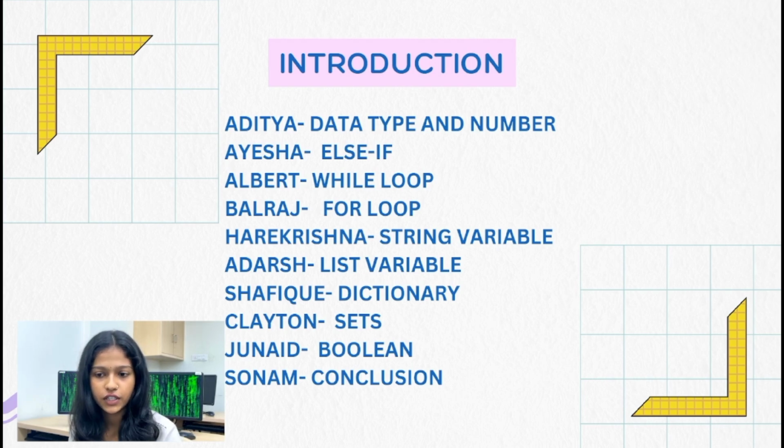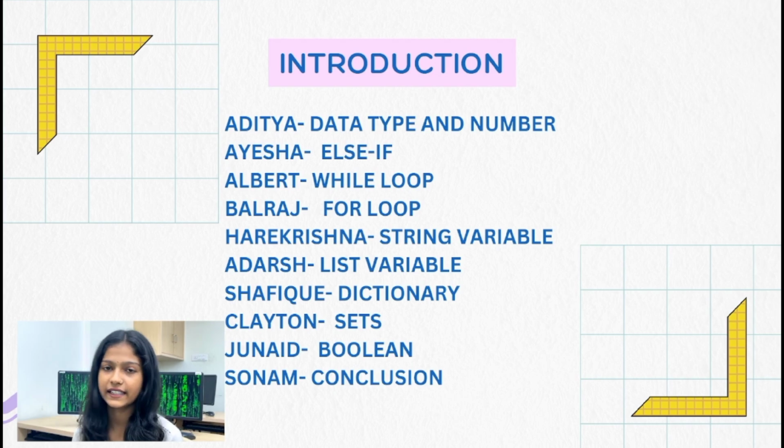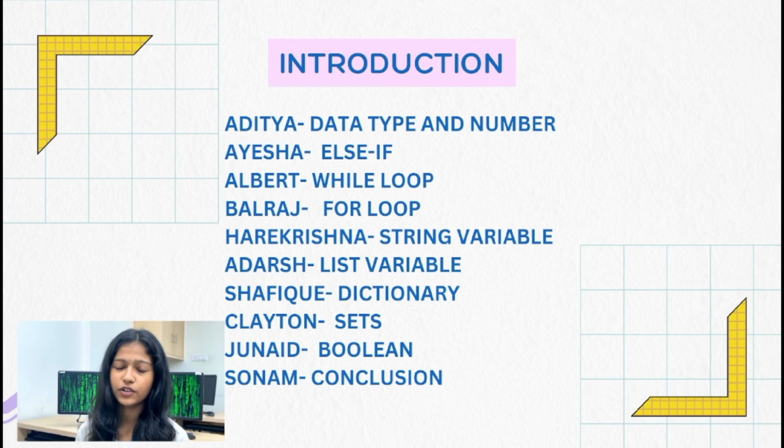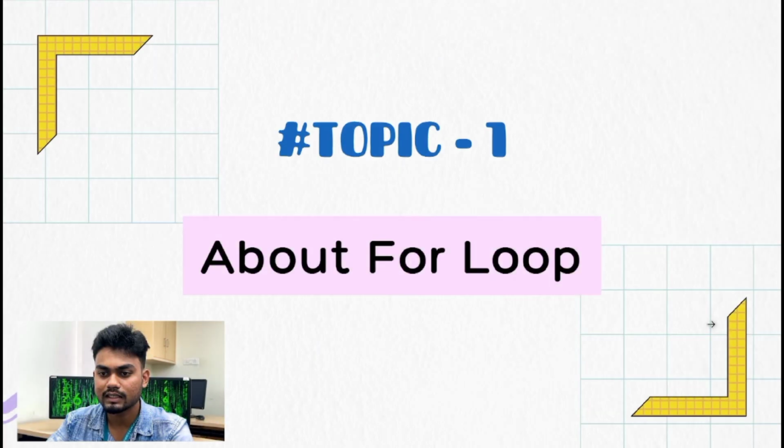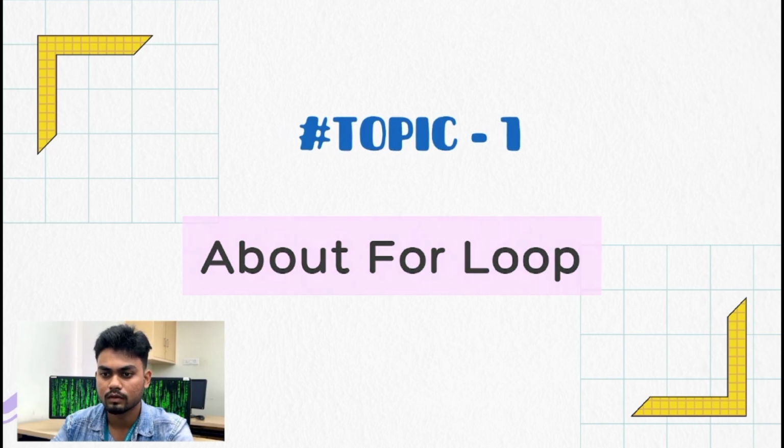Hare Krishna is going to teach you string variables, and Adarsh will be letting you know list variables. Shafiq is going to tell you about dictionary, and Clayton is going to tell you about sets. Junaid is going to teach you booleans, and I'll be giving you all the conclusion that we learned throughout this video. I'm Balraj and I'm talking about for loop.